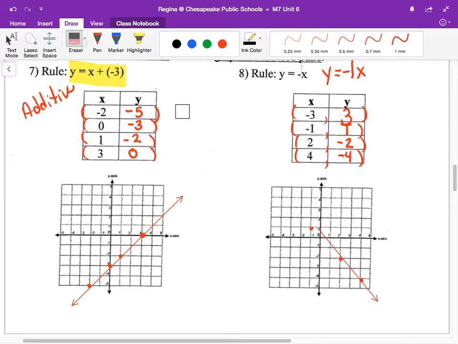Can I get rid of that line? Hold on, let me see. Can't get to the line. I want to get rid of the line. Won't let me get rid of it.